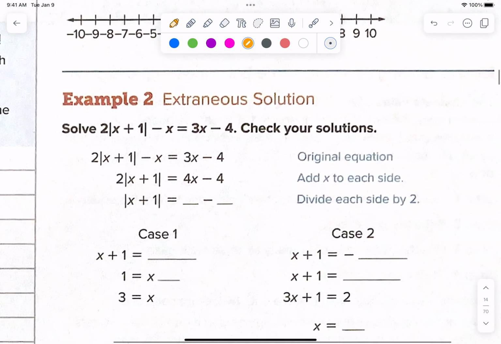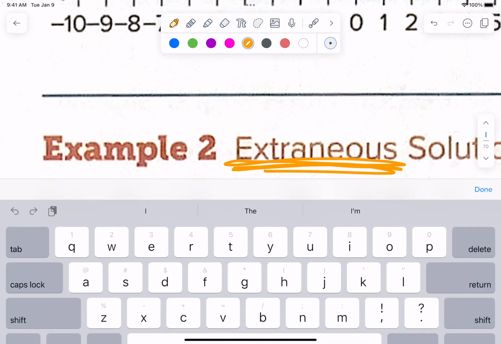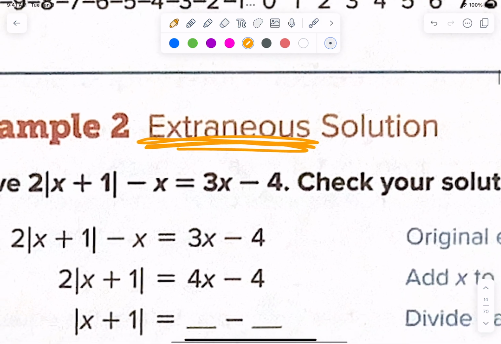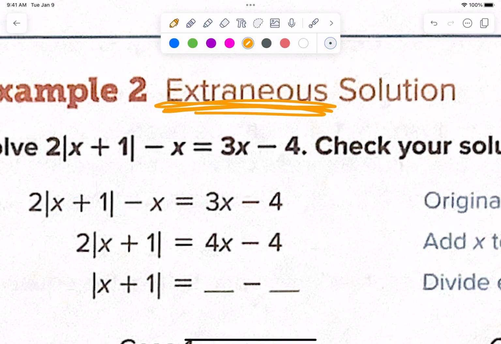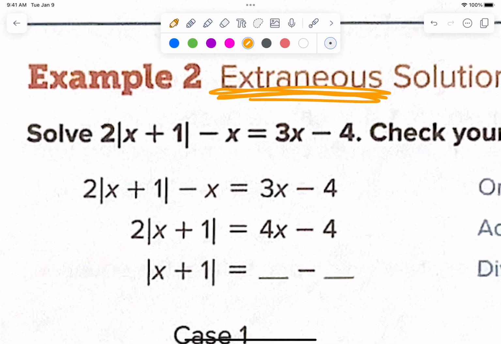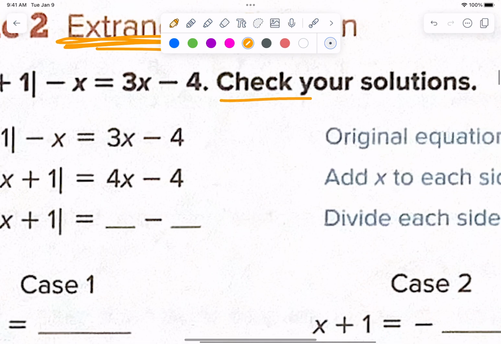Example 2. Can you guys pronounce this word? Extraneous. It looks like extra. Extraneous. It is an extra solution. All right. Here we go. Go to example 2. Extraneous solution. They want us to check our answer at the end.